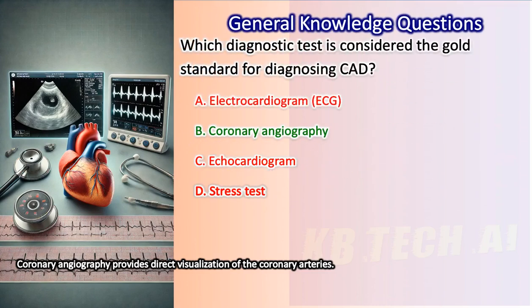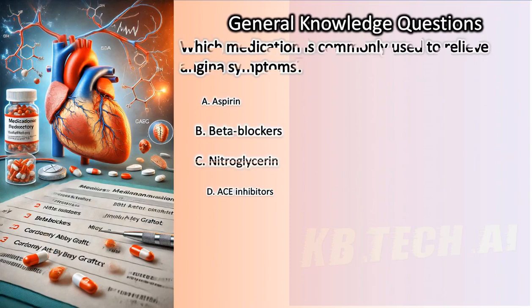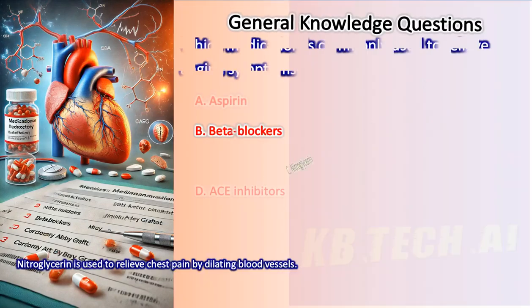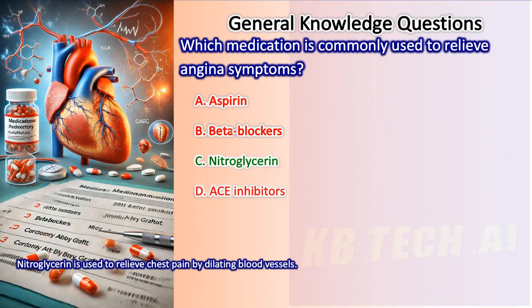Coronary angiography. Which medication is commonly used to relieve angina symptoms? Option 1. Aspirin. Option 2. Beta blockers. Option 3. Nitroglycerin. Option 4. ACE inhibitors. The answer is option 3.